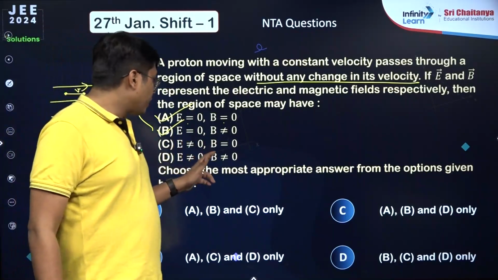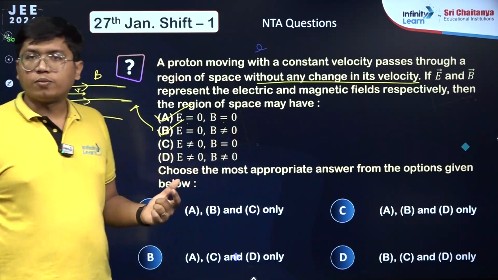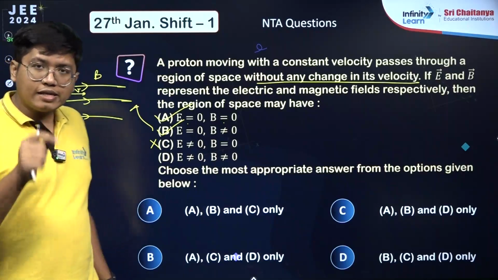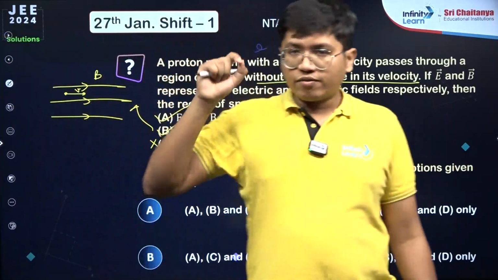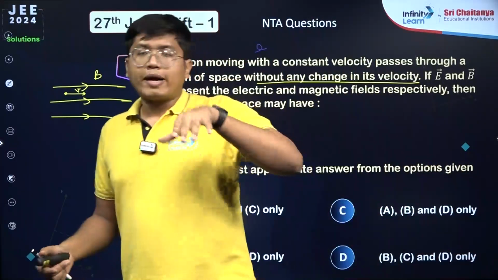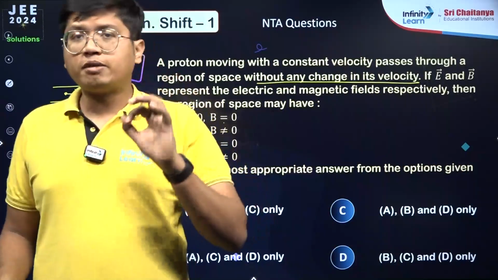Next is electric field is not 0 but magnetic field is 0. This is the one that cannot be possible. Because if the electric field is not 0, then there is an electric force. It's always going to act irrespective of which direction the particle is going.